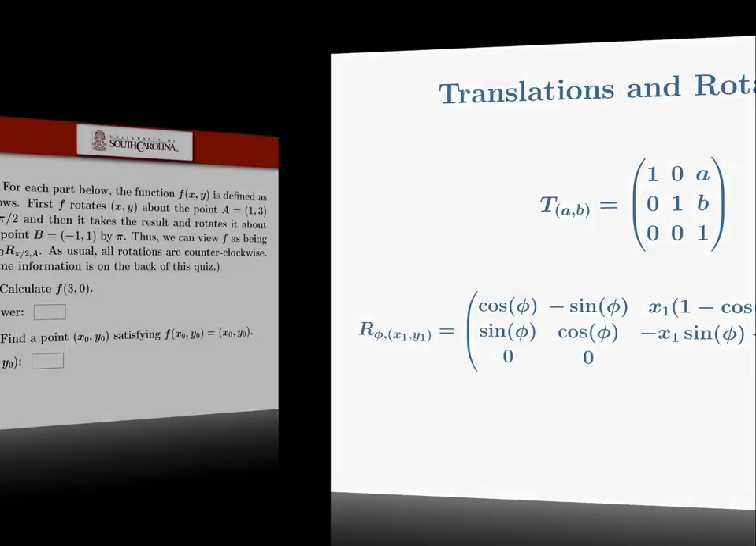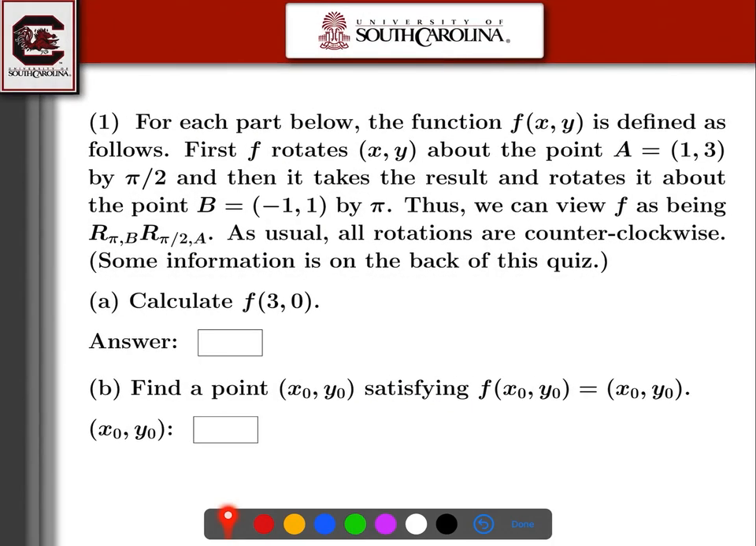So I want to give an example which illustrates this. And this is from a past quiz. And I want to give the information you need in the quiz or test, namely the rotation and translation matrix.